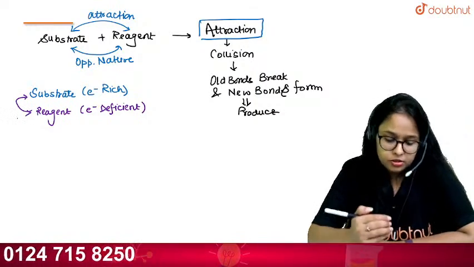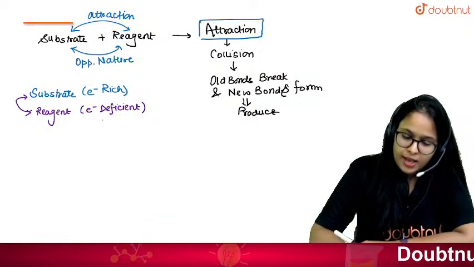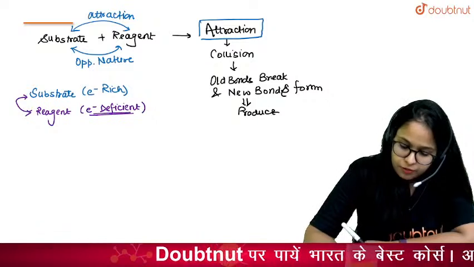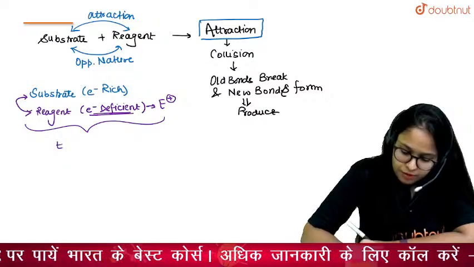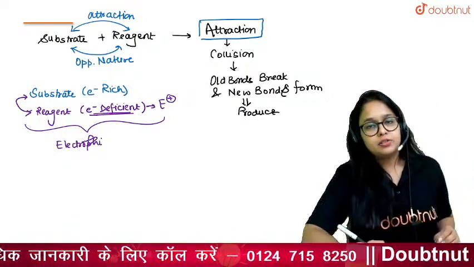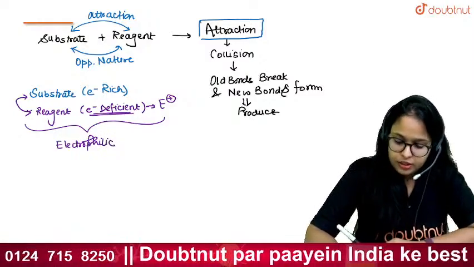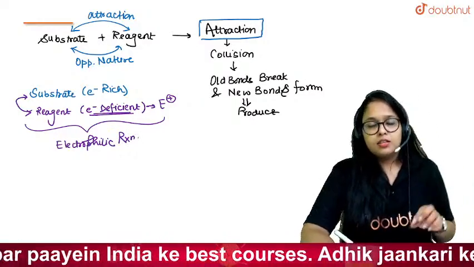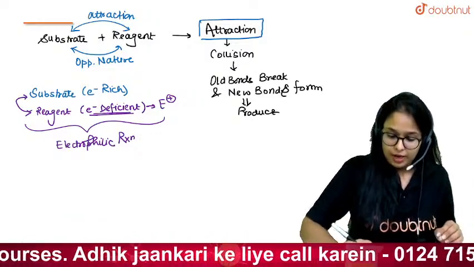Electron rich substrate and electron deficient reagent will attract towards each other and will show a particular type of reaction. As we know, electron deficient reagents are called electrophiles, and we usually see electrophilic reactions in it. Whenever an electrophile is the reagent, it will show an electrophilic reaction. That is, when an electrophile attacks the substrate, it shows an electrophilic reaction. When a nucleophile attacks the substrate, it shows a nucleophilic reaction, right?